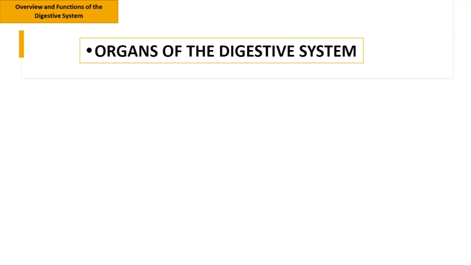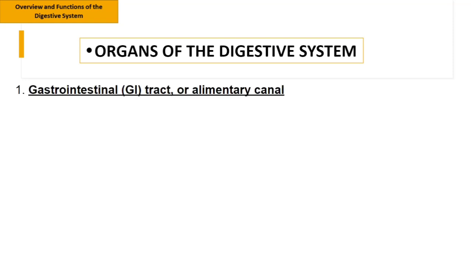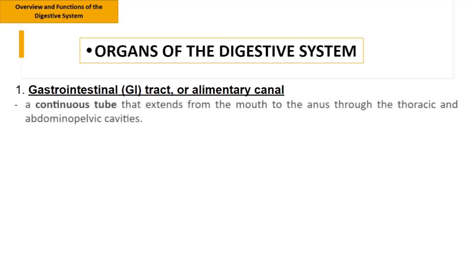So, what are the organs of the digestive system? The organs of the digestive system can actually be categorized into two. The first one is the gastrointestinal tract or the alimentary canal. The gastrointestinal tract or the alimentary canal is actually a continuous tube that extends from the mouth to the anus through the thoracic and abdominopelvic cavities.